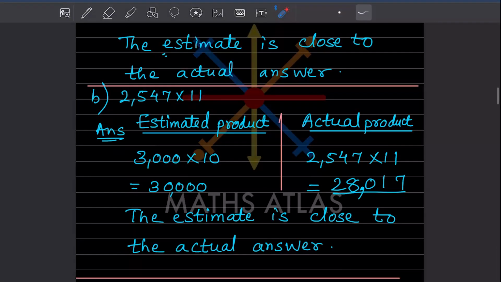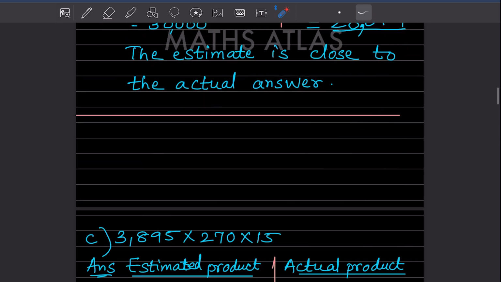Now again here, 2,547 becomes 3,000, and 11 turns out to be 10. So it's easy. 3 ones are 3 and 4 zeros. You are going to put the commas after 3 and then 2. Then the same numbers you are going to write here. Again, you will multiply it. I have written the direct answer. So the estimate is close to the actual answer.